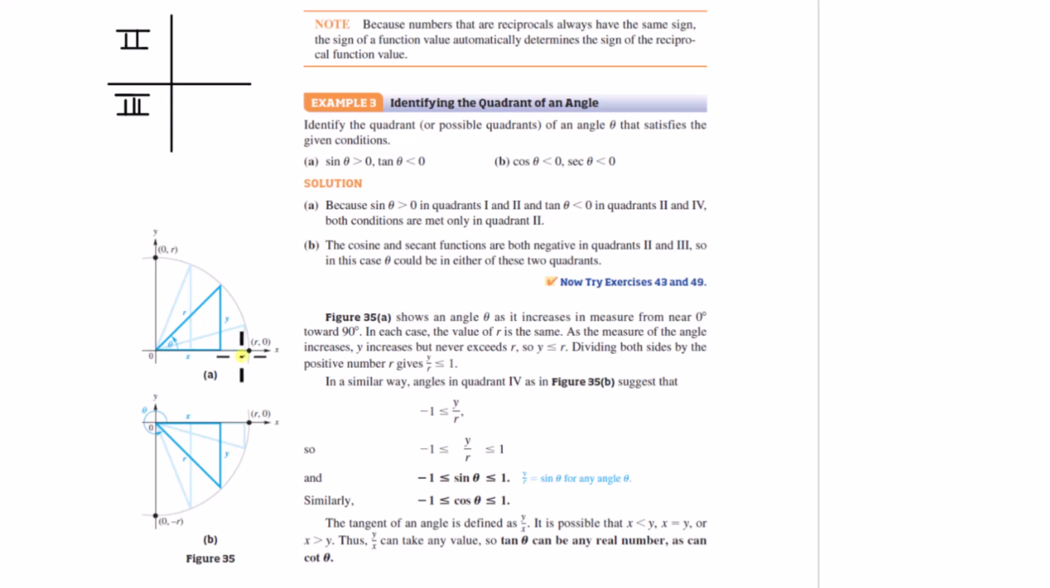At the horizontal, tangent is going to be equal to 0 because y is 0, and x is the magnitude of the r value, either positive or negative r. Okay, so that's the domain of tangent. But what about the range?